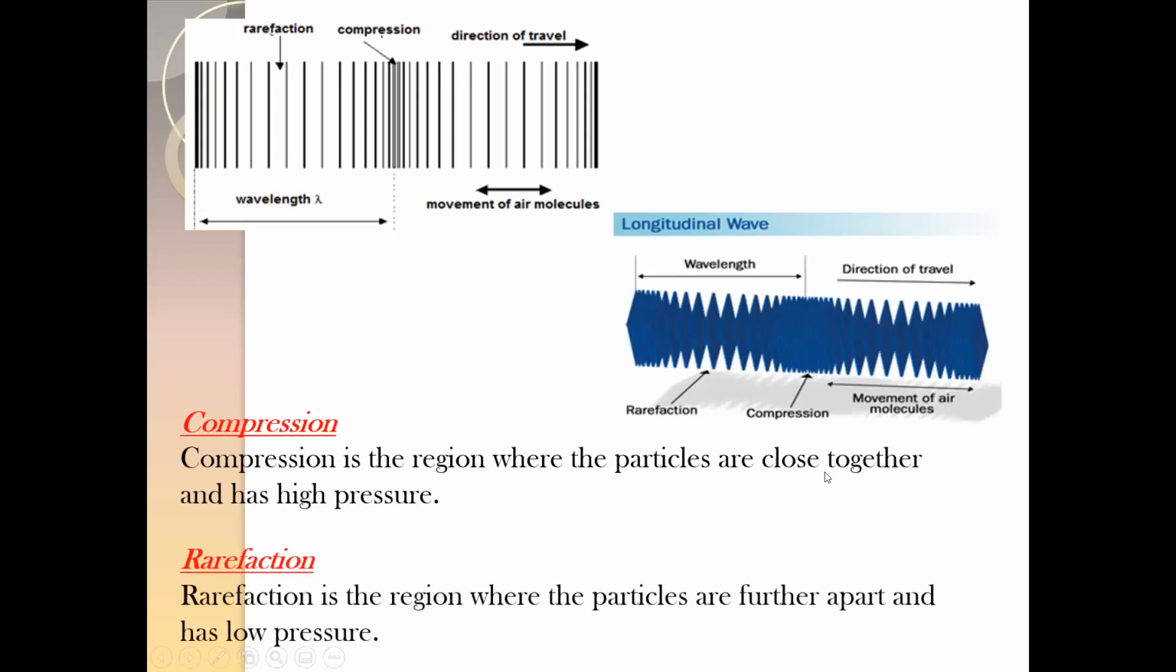So compression is a region where the particles are closer and the pressure is high, whereas rarefaction is a region where the particles are away and the pressure is low.